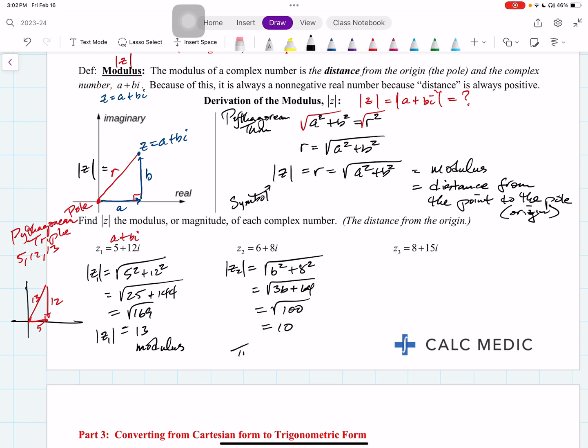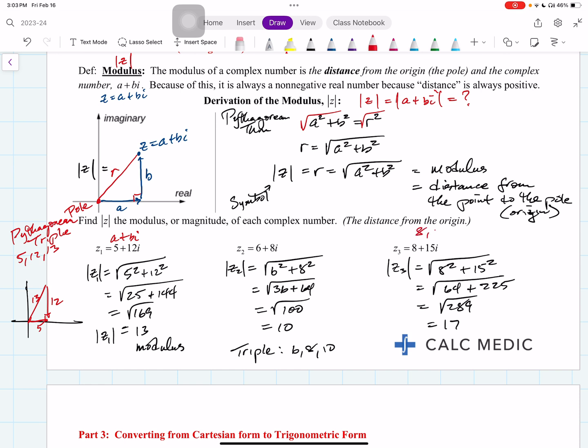So we have another triple here. It's called the 6, 8, 10 triple. All right, one more here. The absolute value of our third complex number, z3, is the square root of 8 squared plus 15 squared. That gives us the square root of 64 plus 225. Add the two, you get the square root of 289. And believe it or not, that's a perfect square, and you get 17. So we have another triple: 8, 15, 17 is another Pythagorean triple.